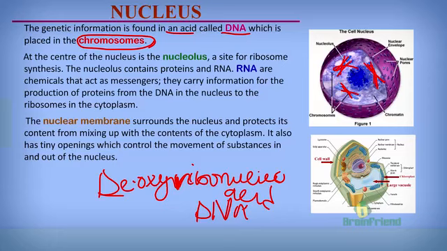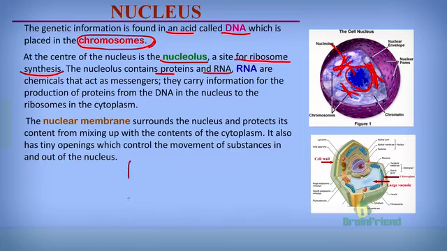At the center of the nucleus is the nucleolus. Nucleolus, take note of that word. The nucleolus is a site for ribosome synthesis. So it is at the nucleolus that ribosomes are manufactured. This is the nucleolus. It's at the center of the nucleus. That is where ribosomes are manufactured. The nucleolus also contains proteins and RNA.